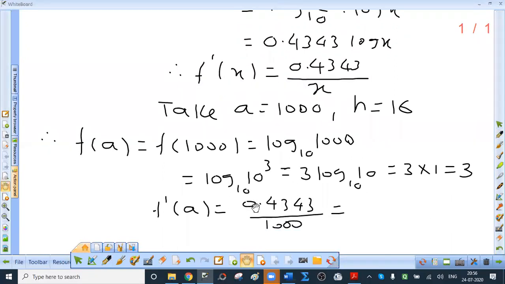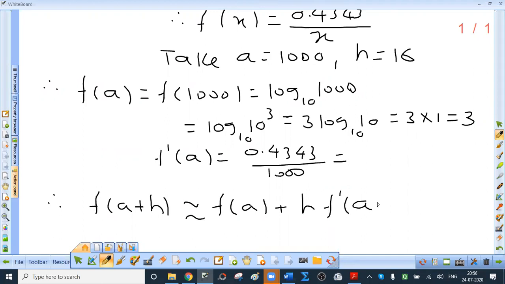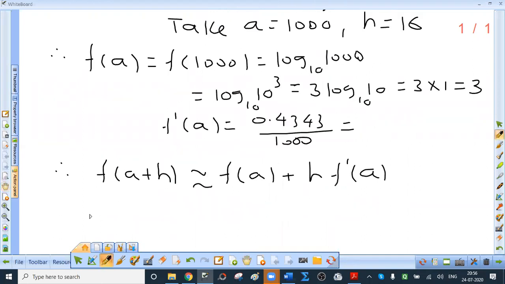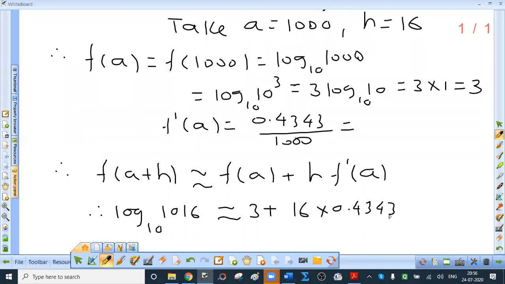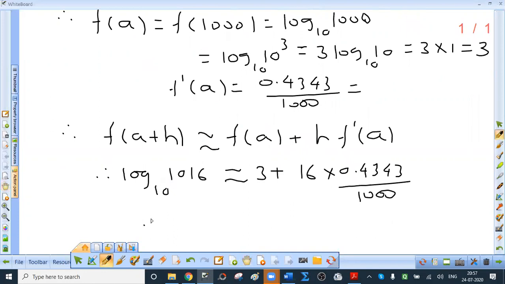So write the formula for approximation. What is f of a plus h? It is approximately f of a plus h f dash of a. Therefore, log of 1016 to the base 10 is approximately 3 plus 16 into 0.4343 upon 1000. Now take your own time and tell me what is the final answer.